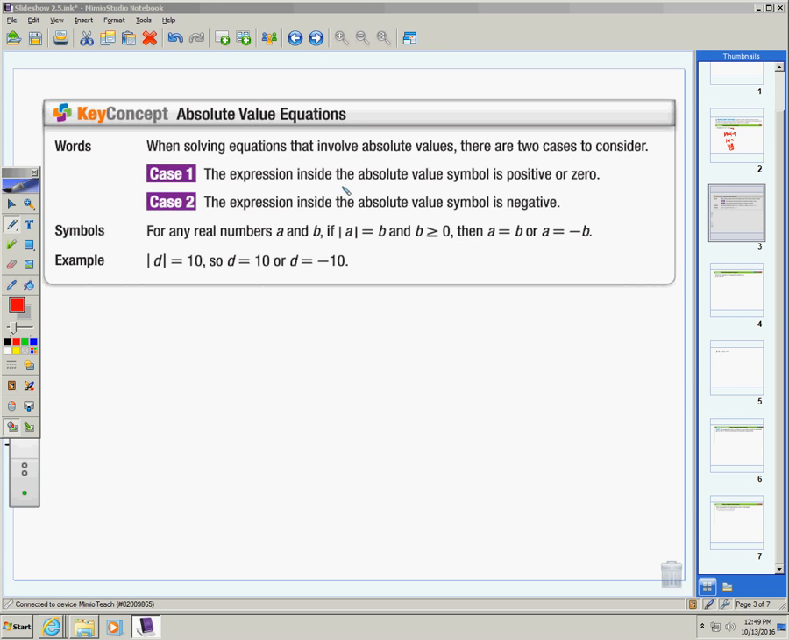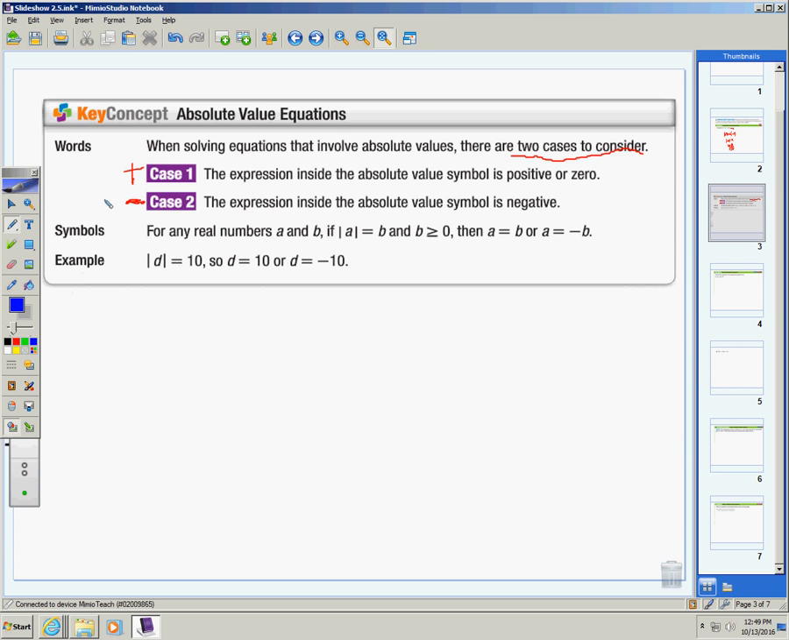Solving absolute value equations. When we solve them, there are two cases to consider. In case one, the expression inside the absolute value symbol is positive or zero. So we've got this positive case. In case two, the expression inside the absolute value symbol is negative. So we've got this negative case.